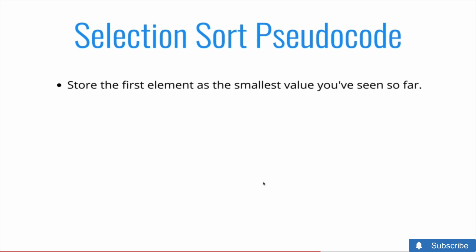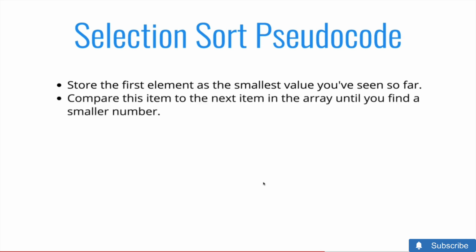So let's walk through some of the pseudocode. Okay, so the first thing you want to do is make a variable to store the minimum value. And at the beginning, you can set that equal to just the first item. You have to start somewhere. So the first thing in the array is our smallest value. So that's the only thing we've seen.